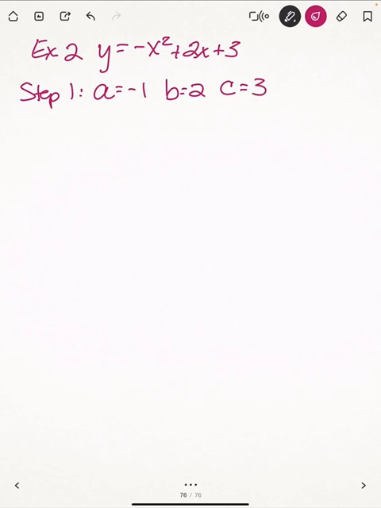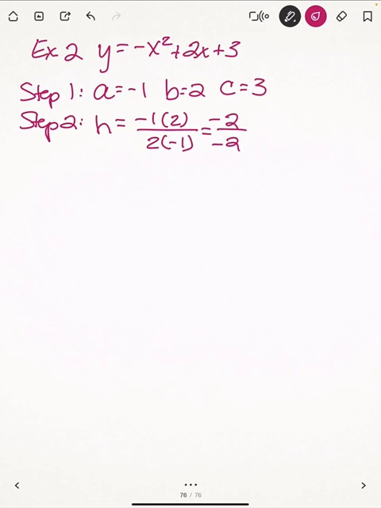Step 2. We want to get our h. So we're going to say negative 1 again times our b, which in this case is 2, divided by 2 times negative 1, because that was our a. Well, negative 1 times positive 2 is negative 2, and 2 times negative 1 is negative 2 again. So negative 2 divided by negative 2 gives us positive 1. So that's our h.